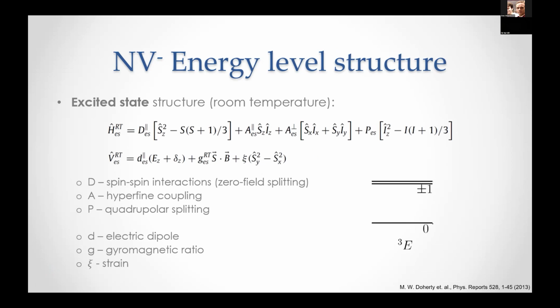And effectively, one can write a room temperature Hamiltonian, which only includes these spin degrees of freedom. Here again, similar to the ground state Hamiltonian I showed you before, we have the zero field splitting, the hyperfine coupling with the nuclear spins, and again, a quadrupolar splitting. We can also write the coupling term in the Hamiltonian if we add any kind of additional fields. These could be electric fields, magnetic fields, and strain. All of these, of course, couple into these states.